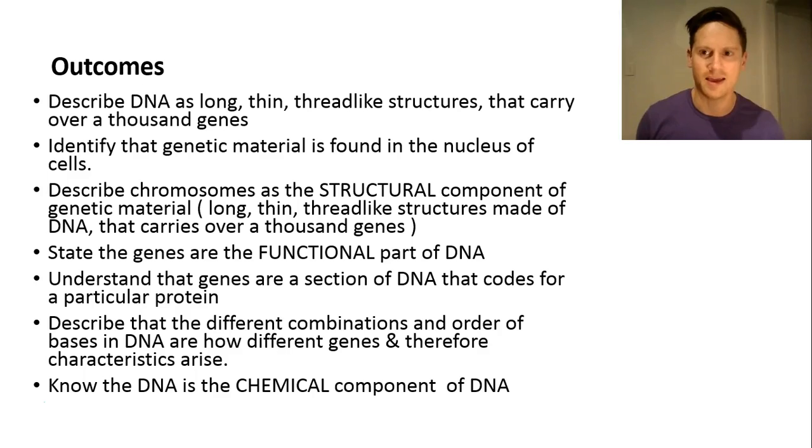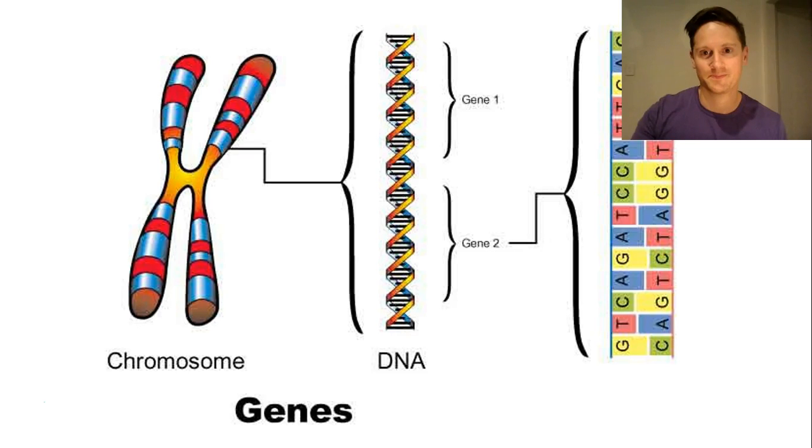So DNA carries thousands of genes. We're going to look at the fact that genes are functional parts of DNA, understand that genes are sections of DNA that code for proteins, and the fact that different combinations of nitrogenous bases are what make up the differences in genes. We're going to look at DNA and the fact that it's the chemical component.